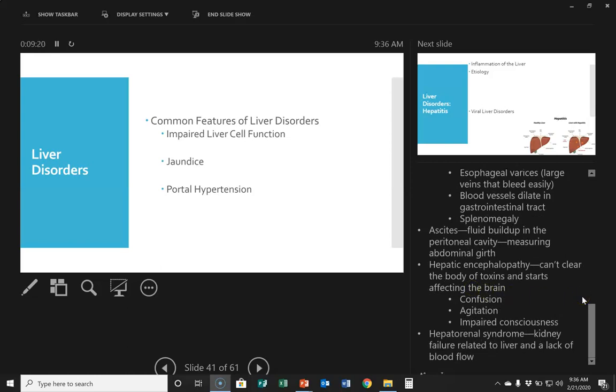Something else I have on here is hepatic encephalopathy. This is where, because the liver can't clear out the toxins and metabolize the things it needs to, there's a buildup of it, and it makes people confused. So we have a decrease in LOC and increased agitation, impaired consciousness.